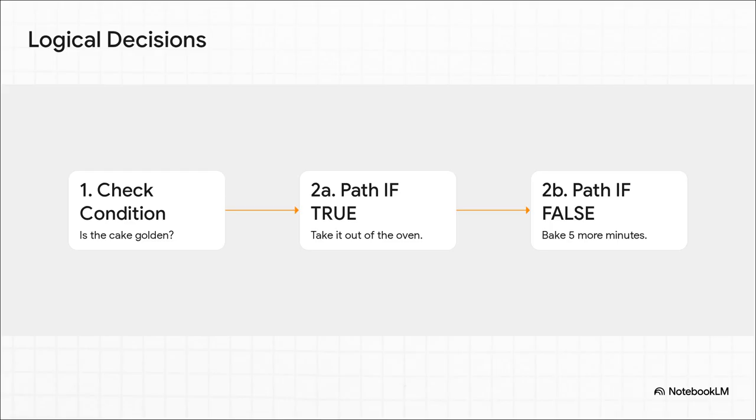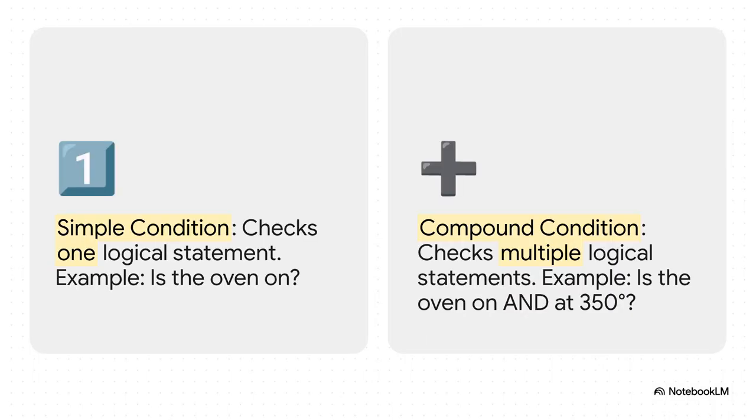This branching logic is absolutely fundamental to how programs react and adapt. And these questions can get more complicated. A simple condition is just one question. Is it raining? Easy enough.